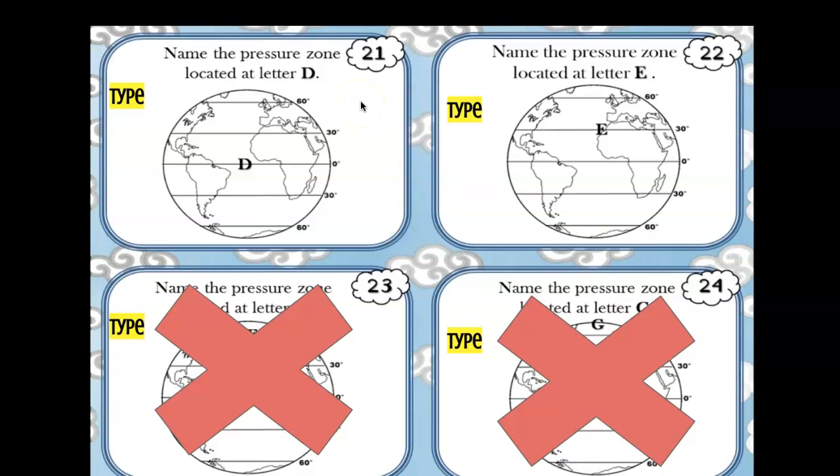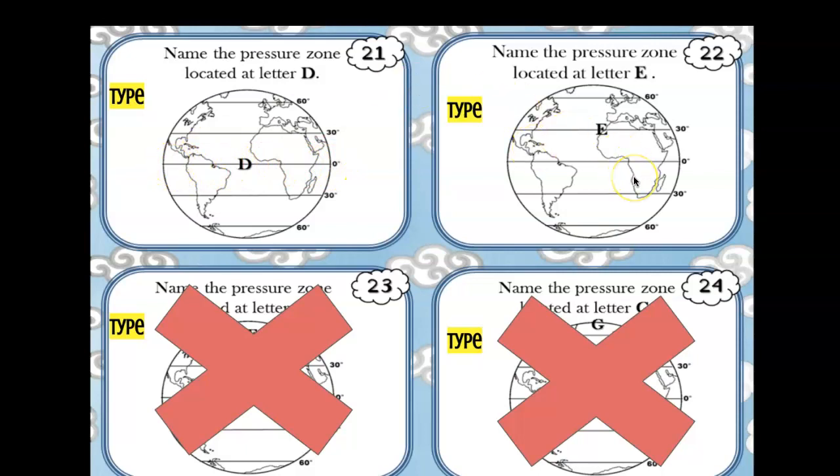21, name the zone that's located at D. D is right on the equator. What is that area that we were talking about with really dull winds, very hot, not much going on here, very calm? These are your doldrums at 0 degrees.